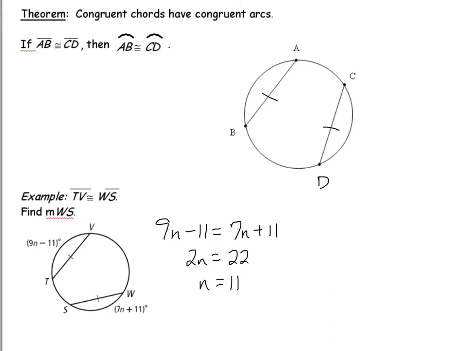Now that's not it, because I want to find the measure of arc WS. WS is this one. So if I take the n and put it in, the measure of arc WS is going to be 7 times 11, which is 77, plus 11, which gives me 88 degrees.